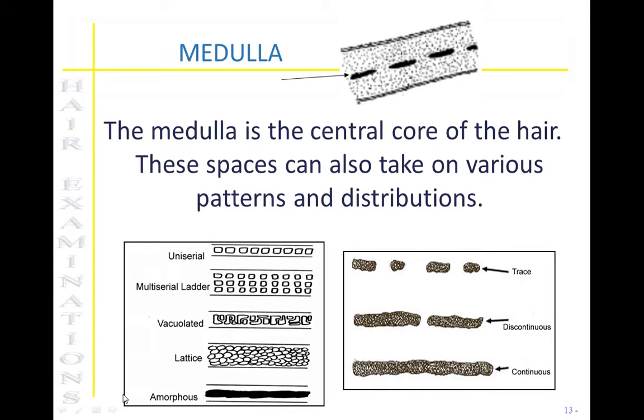The distribution of the medulla can also come in several forms, where it may be visible by just a trace of medulla, or it may be continuous. The medulla can also be dark in nature, or it can be clear in nature, depending on if that central core is air-filled or liquid-filled. If it's air-filled, the medulla will take on a dark appearance. If it's liquid-filled, it will appear more clear.